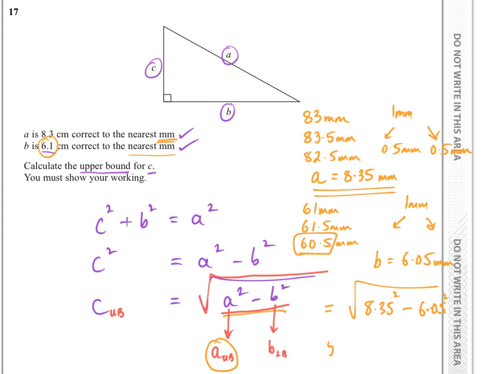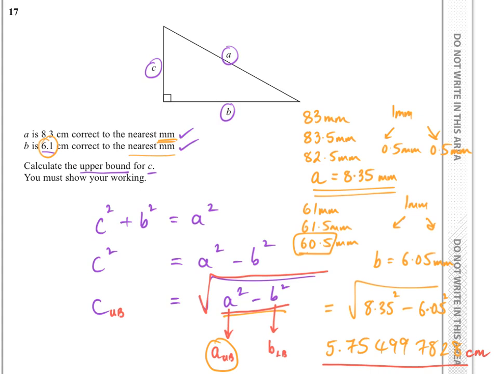And what I get is 5.754997828. Now personally, I'd leave my answer as this, the calculator display, and I'd put the answer here as centimetres.